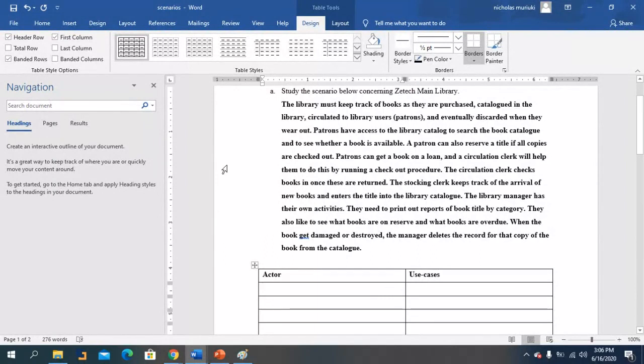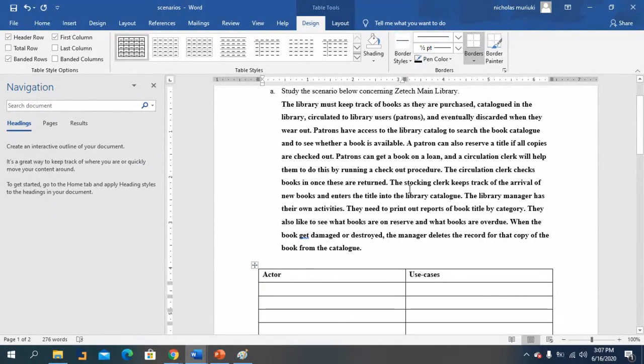So the first actor, which is the first actor? I'll read the scenario first without looking at which is the actor or not. The library must keep track of the books as they are purchased, cataloged in the library, circulated to library users, and those are the patrons, and eventually discarded when they wear out. Patrons have access to the library catalog to search the book catalog and to see whether the book is available. A patron can also reserve a title if all copies are checked out. Patrons can get a book on a loan, and a circulation clerk will help them to do this by running a checkout procedure. The circulation clerk checks books in once these are returned.